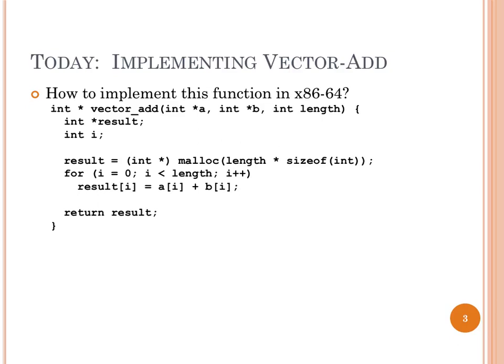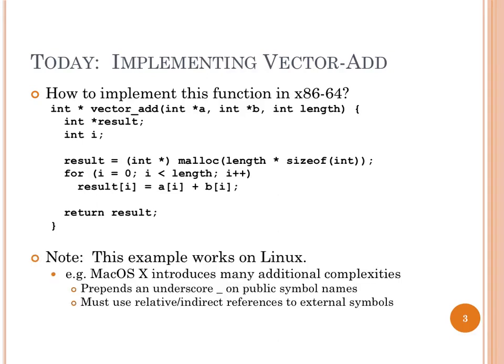But anyway, the question that we had started to tackle was how to implement this particular function in x86-64 assembly code. Really simple, right? We take two vectors, they have a length, we're supposed to heap allocate a new chunk of memory with the same number of elements, compute the sum into that and then return it. How hard could that be?